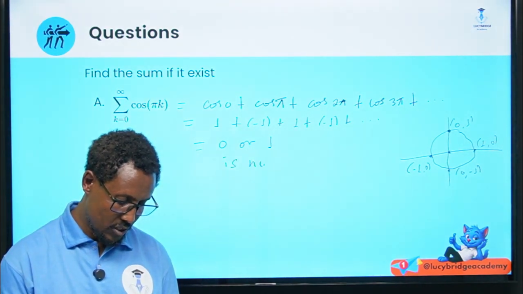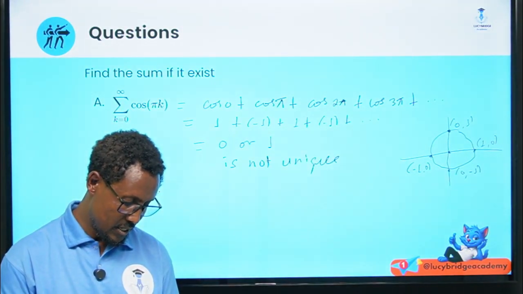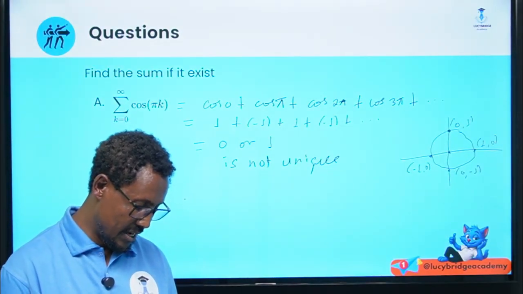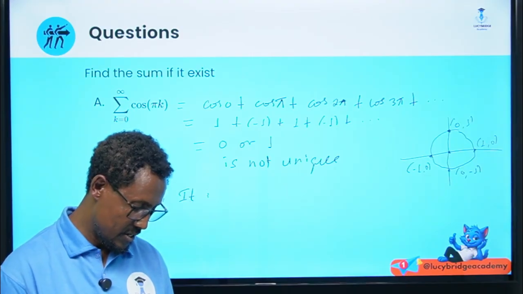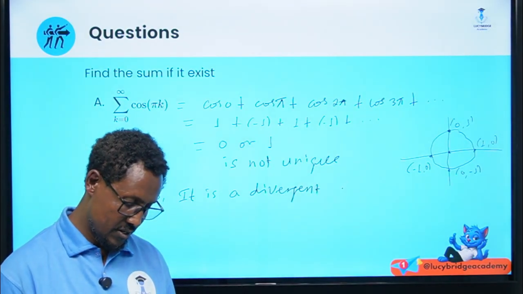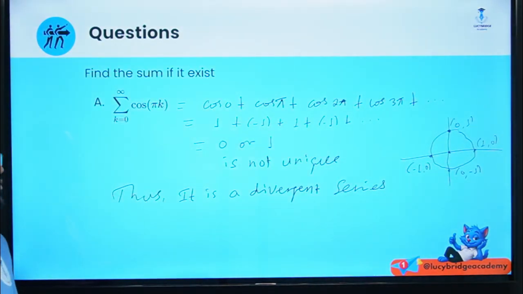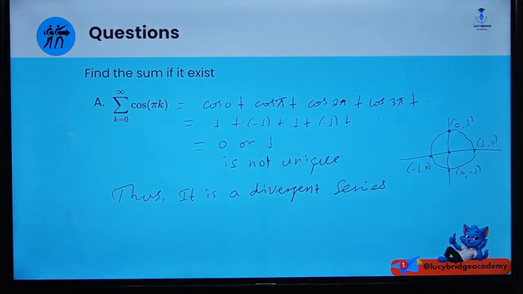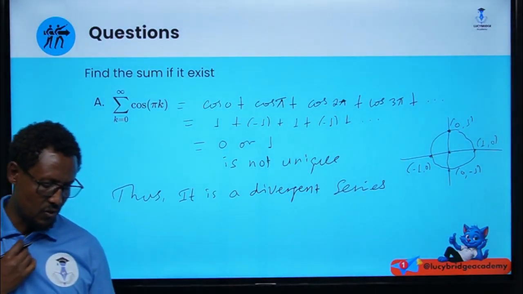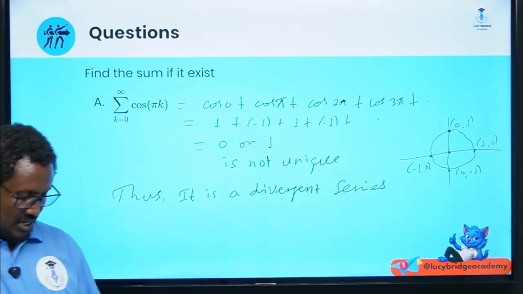Is not unique. Thus, the sequence is not convergent. That means it is a divergent sequence. It is a divergent series. It is a divergent series, okay? The sum is either 0 or 1. We have a possibility. The possible sum is either 0 or 1. That means the series is not a convergent series.